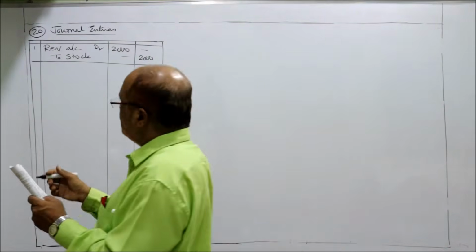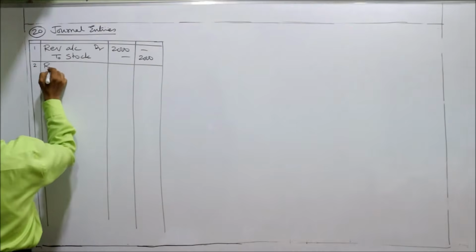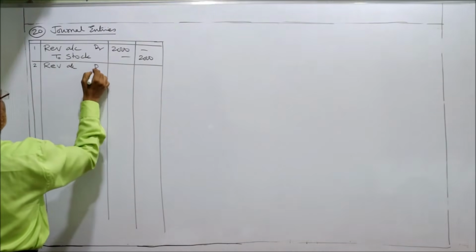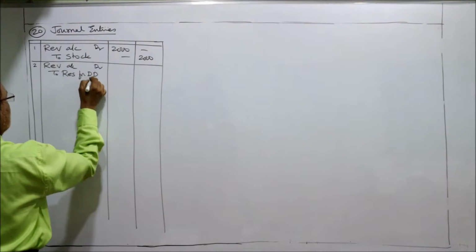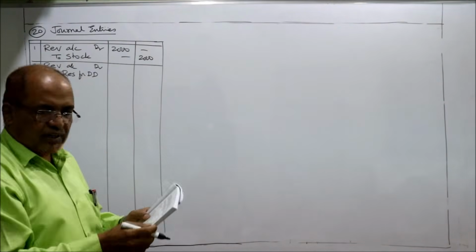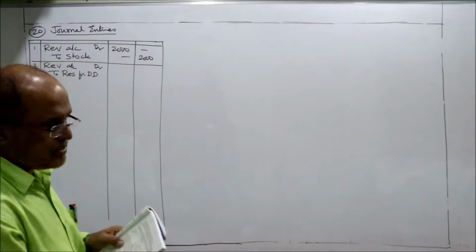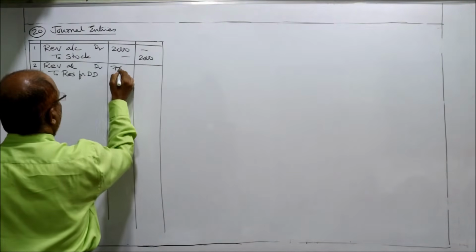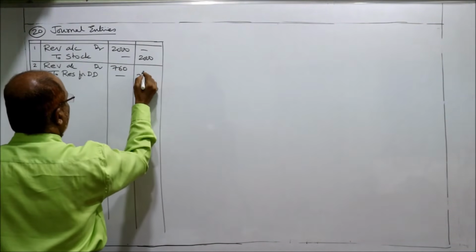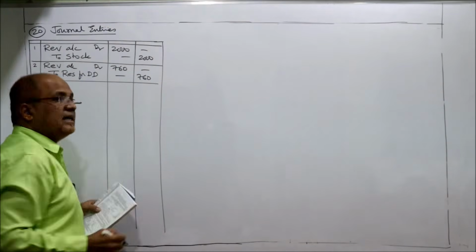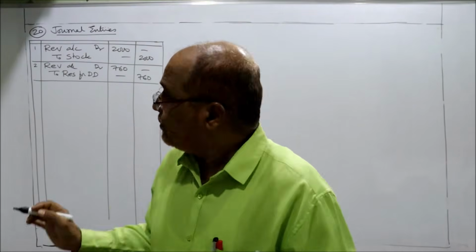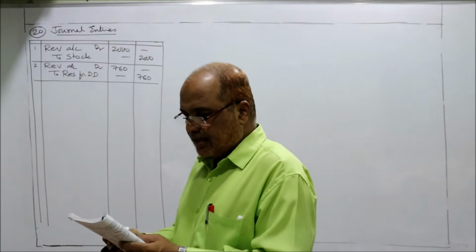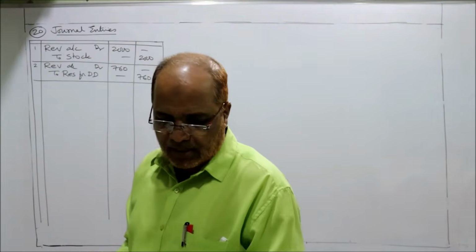A reserve for doubtful debts. Revaluation account debtor to reserve for doubtful debts. 2% of 38,000 is 760. So, being the reserve for doubtful debts created. That's it. Only 2 items are there.